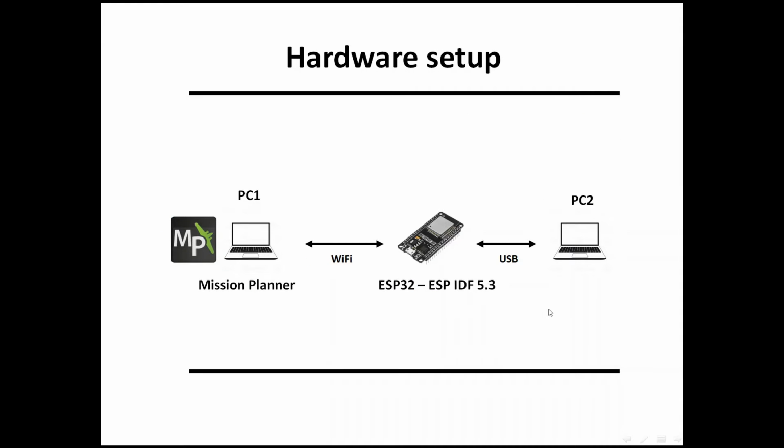Just to be clear on the hardware setup, we have PC1, the PC that we are currently presenting from, with mission planner installed and running. We have the Wi-Fi communication to the ESP32, and in order to compile and flash the code on the ESP32, it's connected via USB to the second computer, which we will see in this video in the next stages.